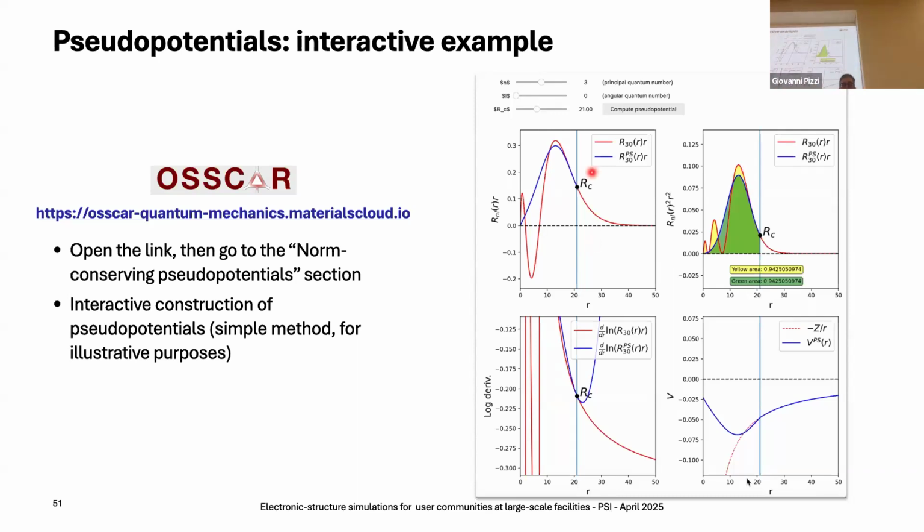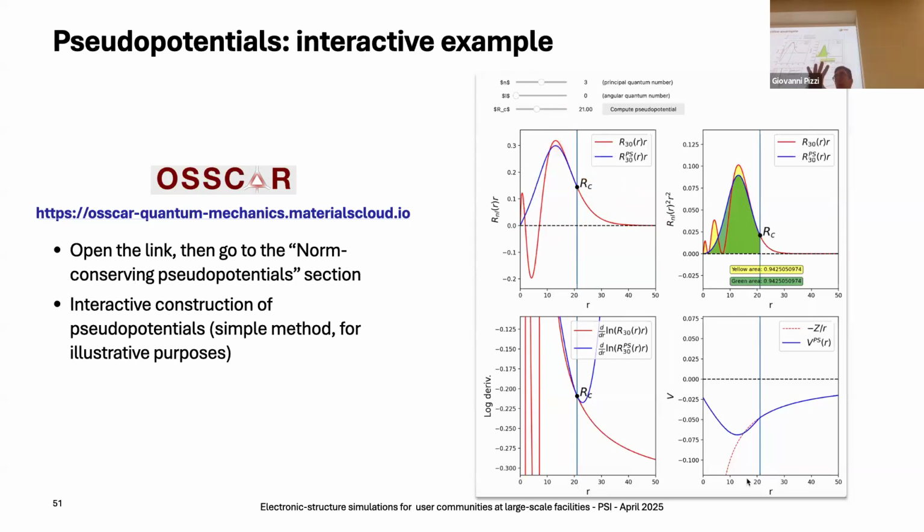But essentially, let's say here I want to consider an n equal to 3 state. You see the real solution is the red one, which has 2 nodes. For the channel L equal to 0, so an S orbital, I want to get a 3S and replace it with something which looks like an S. The only parameter I have in this specific method is the cutoff, a parameter I can move. And beyond it, you see the blue and the red curve are on top of each other.